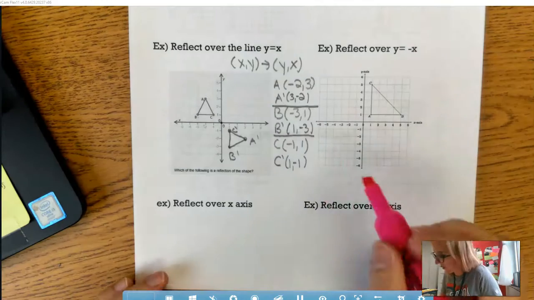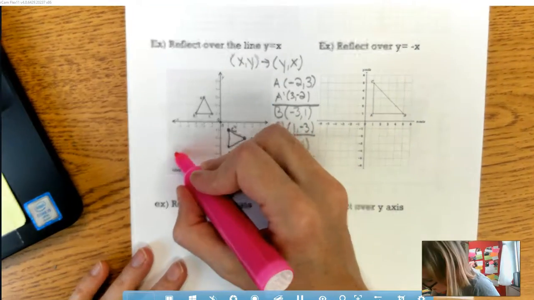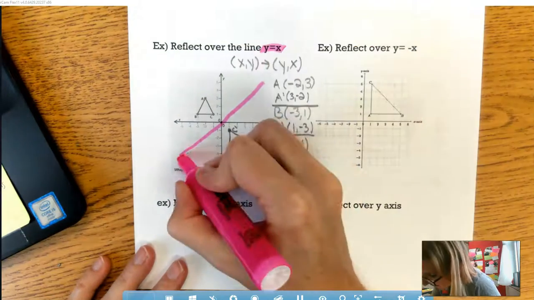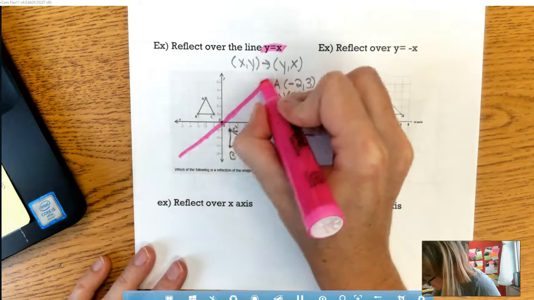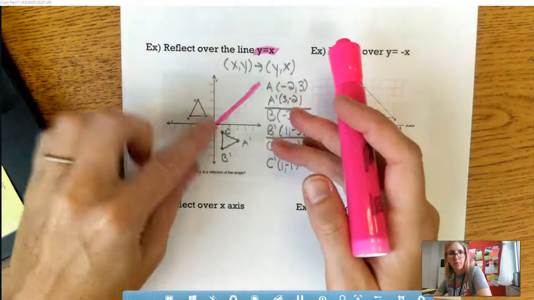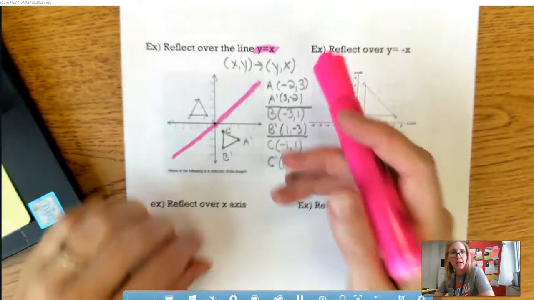This is what your image triangle should look like. And here is our line of reflection that we were flipping over. Remember, it was y equals x. So it's positive from left to right. So this looks about correct. If I fold this on top of each other, each of the points should line up exactly.